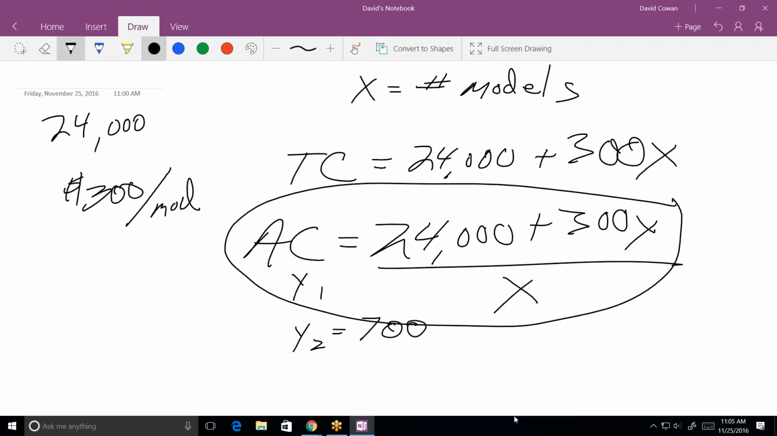In other words, if I did $24,000 worth of models based on $300 per, well, I'm spending 24,000 fixed cost and 24,000 in variable cost. The average cost is going to be about double 300. Excuse me. Bless you. Oh, thank you. Okay, I think I'm done.